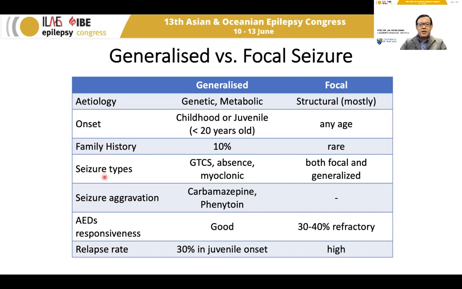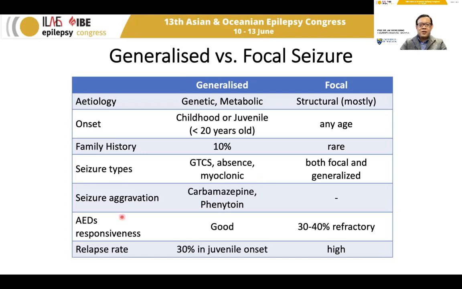Second point in differentiating generalized and focal seizures will be seizure aggravation or the use of anti-epileptic drugs. In generalized epilepsy, most often we use sodium valproate or those with broad spectrum anti-epileptic mechanisms. Whereas in focal seizures, we use carbamazepine or those specifically indicated for focal seizures. And we know that for those with myoclonic and absence seizures, carbamazepine and phenytoin can aggravate these types of seizures.